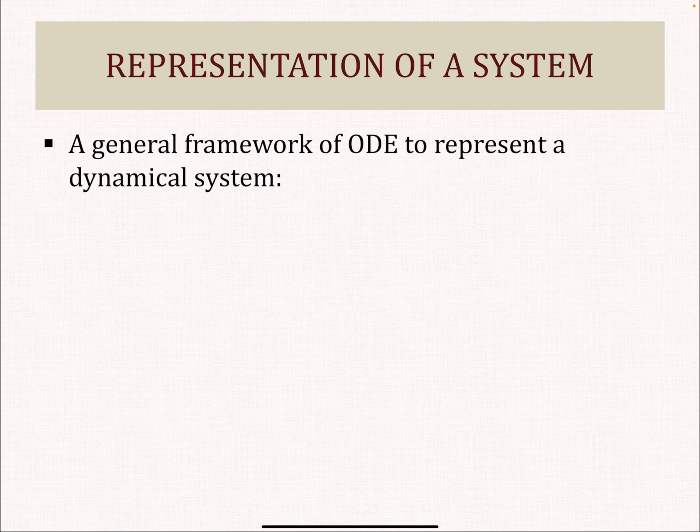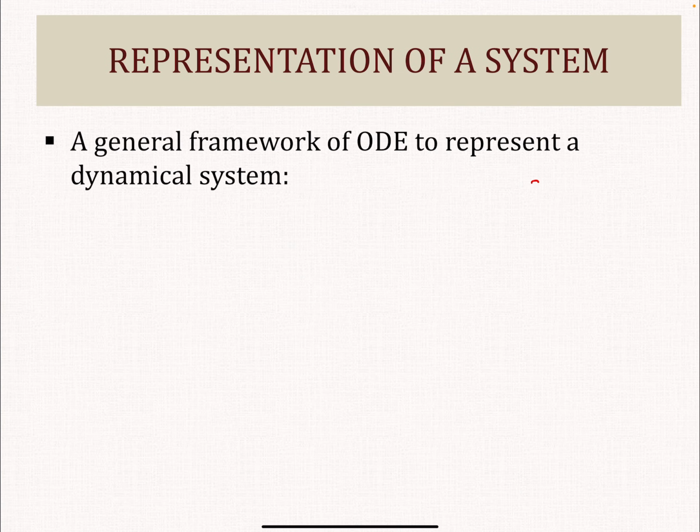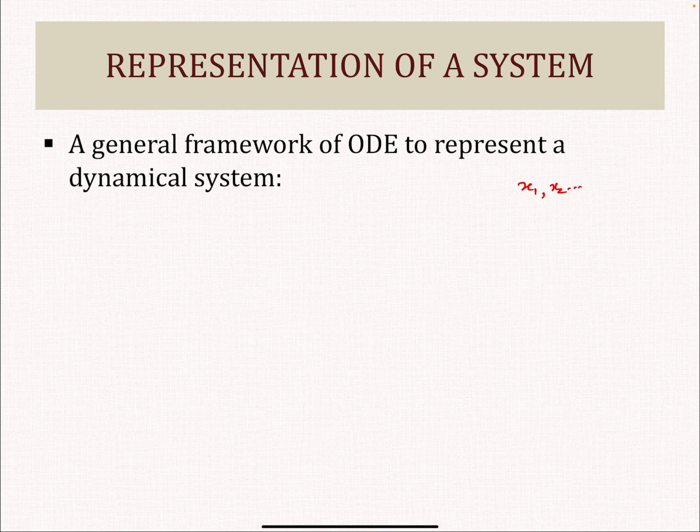now comes a very important slide, the representation of a system. How do we represent a system in the non-linear dynamical approach? A general framework of ordinary differential equations to represent a dynamical system is: suppose we have a system characterized by some variables, let's say x1, x2. In this way there may be many variables. So a general framework is to represent it like this.